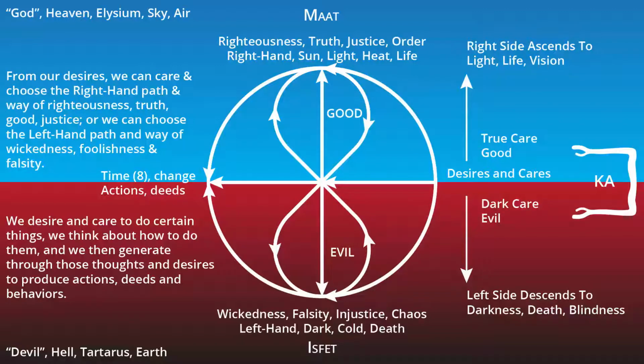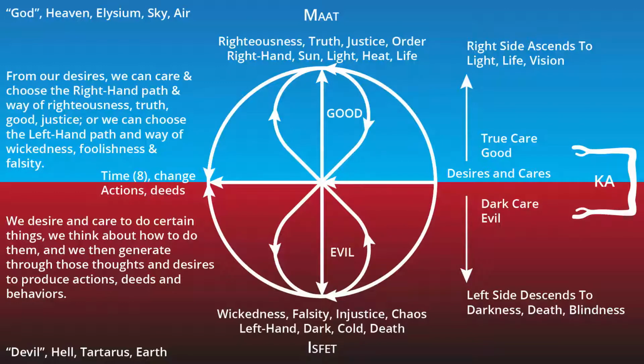So this is linking this dual aspect of good and evil to the quaternity process of how we generate in reality. So we choose the left or the right-hand path, and then with that choice of our care and desires, we follow the normal path of the quaternity from fire, air, water, earth, and producing in reality. So we have Ma'at on the top and Isfet on the bottom again. Ma'at is righteousness, truth, justice, order, the right hand, sun, light, heat, life, all that symbolism. And on the bottom, Isfet, symbolic of chaos, injustice, falsity, wickedness, the left hand, dark, cold, and death.